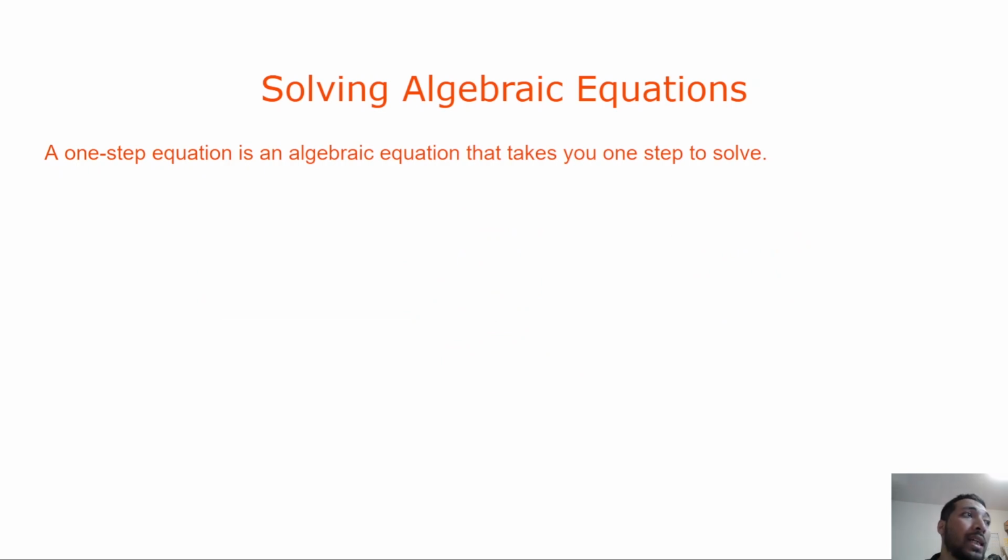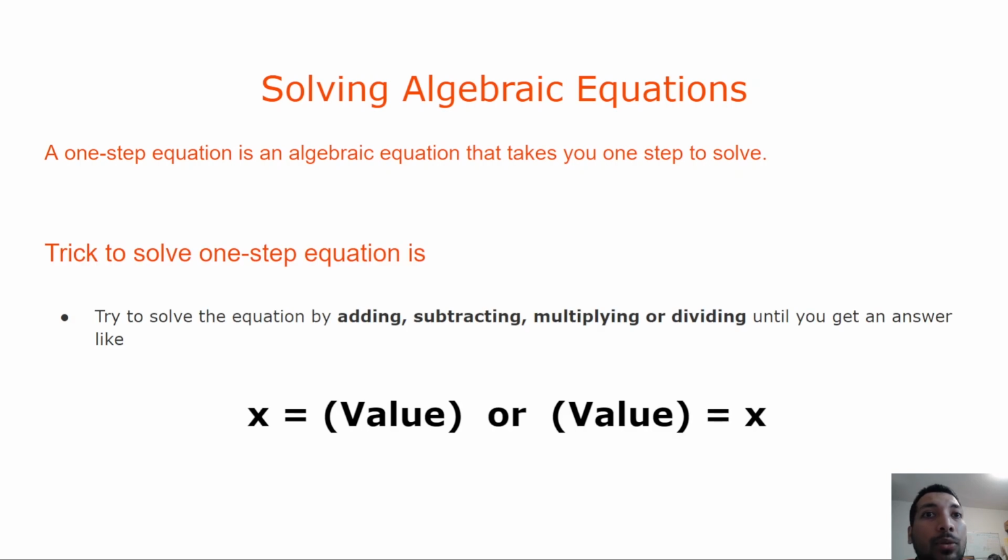A quick summary: a one-step equation is an algebraic equation that takes you one step to solve. That's what we did in the last four practice examples. The trick here is that we try to solve the equation by adding, subtracting, multiplying, or dividing. When we do that, we'll get either x equals the value or the value equals x.